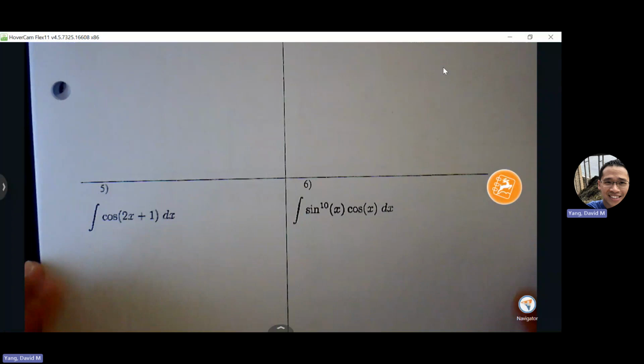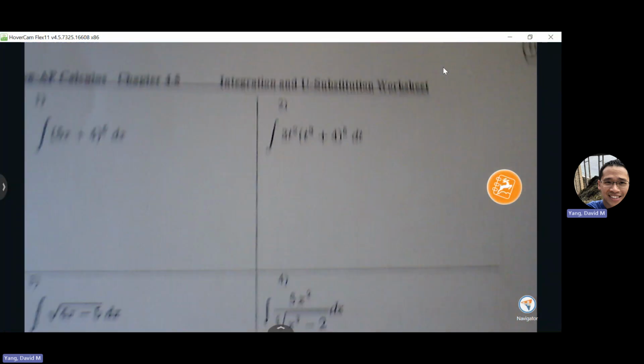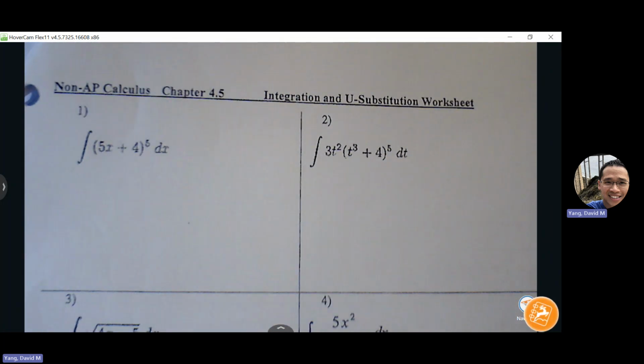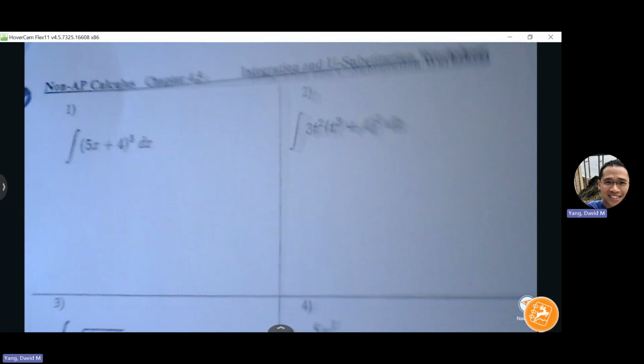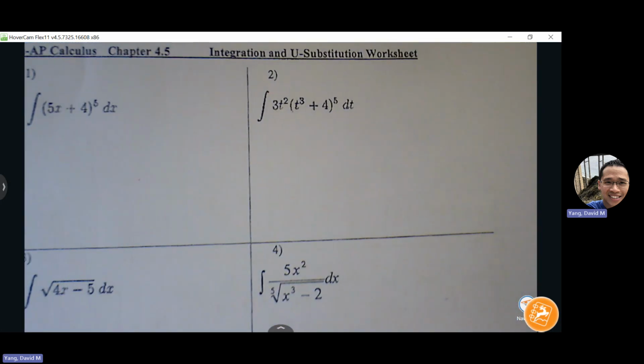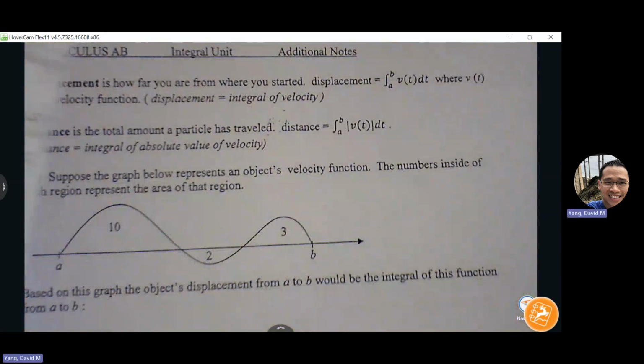Okay, so we ended with even and odd functions yesterday. I want to do some review. This is still from the old packet. We have one more page there, and this will be your homework tonight. Your homework will be pages 11 and 12. The key is attached immediately after.